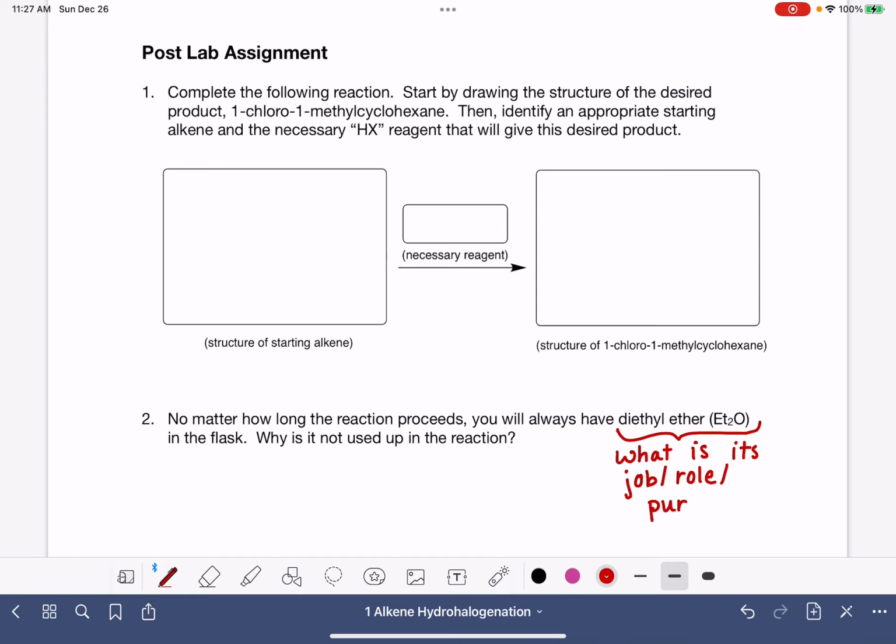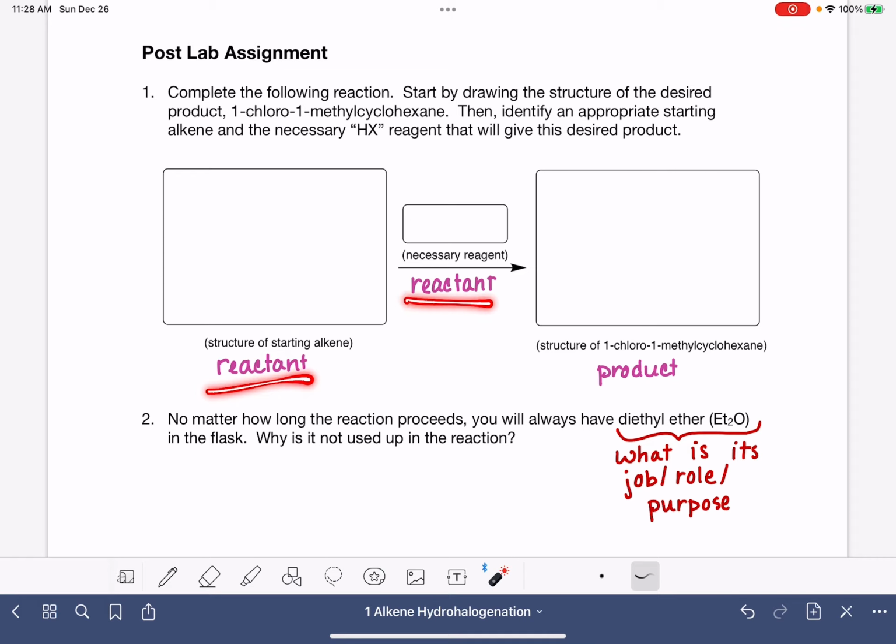What is its purpose? So for example, this is our reactant, the alkene, and this is also a reactant. Sometimes we call them reagents, but they are still just reactants. And this is our product of the reaction. So diethyl ether is not a reactant, and it's also not a product, because these are the reactants and this is the product. So if it's not a reactant, if it's not a product, what is it? What is its job? What is its purpose? What is it doing in the reaction?